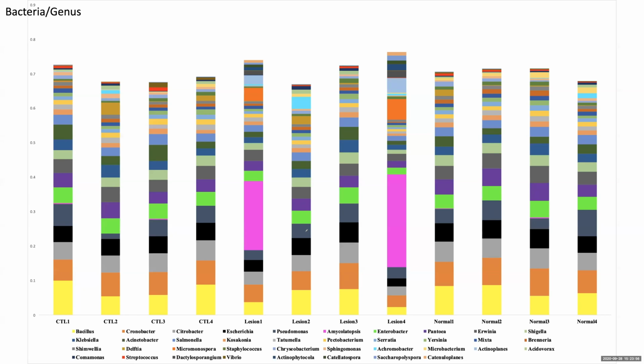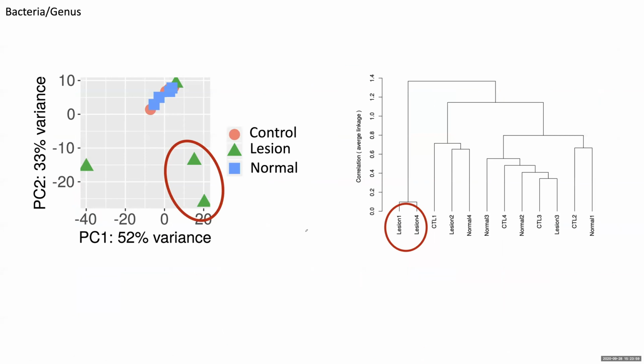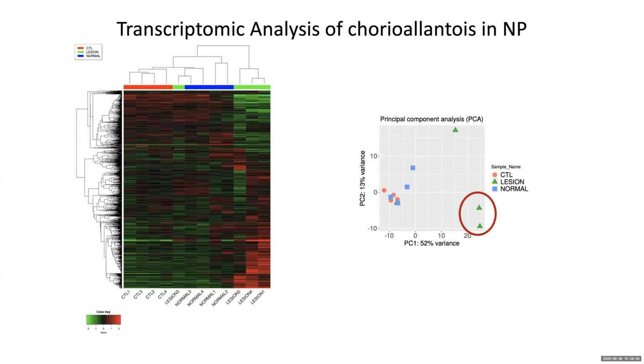Once we cluster those samples based on the bacterial genera in them, we could see that lesion 1 and 4, which had high actinobacteria or Amycolatopsis, clustered together, and the others were separate. So we wanted to see if there is any association between the bacterial genera in these samples and the transcriptome of the placenta. Again, I'm not going to talk about the transcriptome of the placenta.